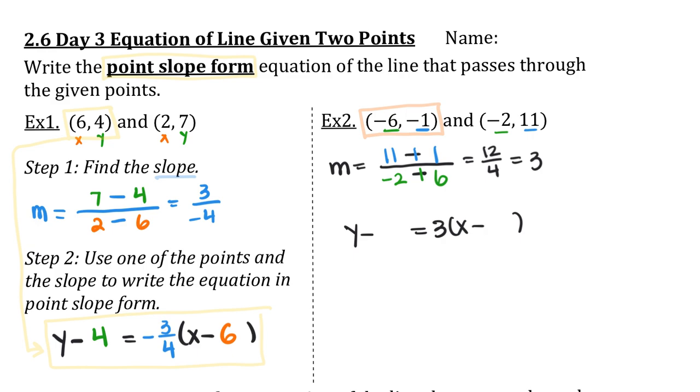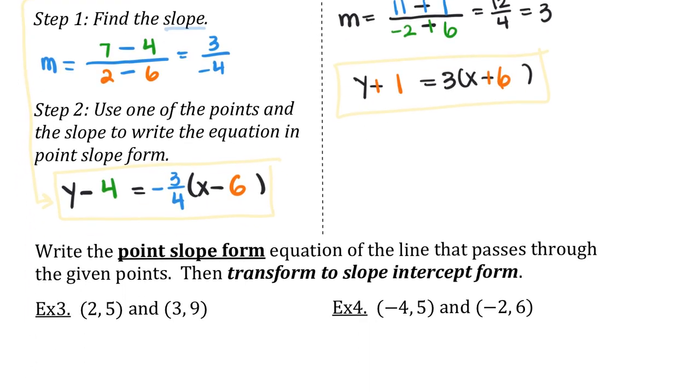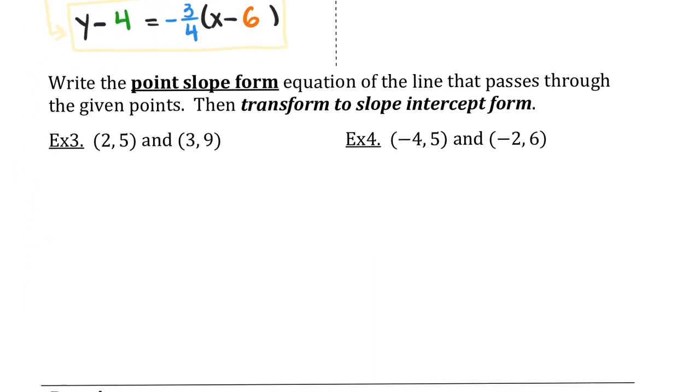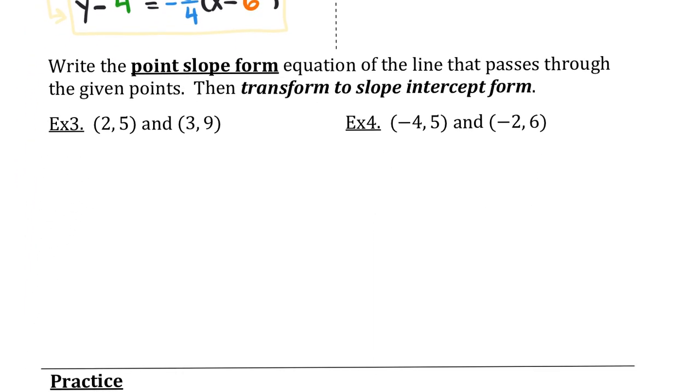So the y coordinate is the -1. If I do y minus -1, it changes to y plus 1. If I do x minus -6, it changes to x plus 6. Okay, so that's my answer in point slope form. If you picked the 11, it would be y minus 11. It would be x plus 2, and it would be an equally correct answer. Okay. For the next two examples, we're going to write the answer in point slope form, just like before.